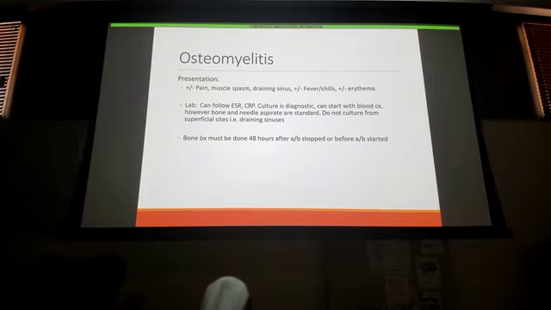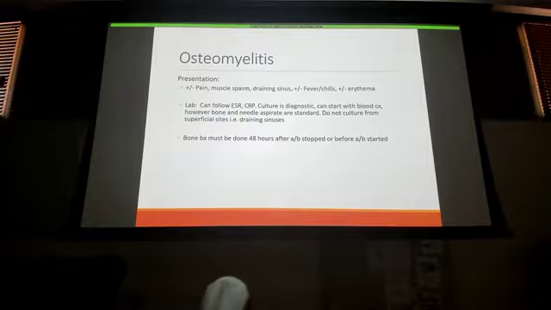All right, the presentation: a lot of pain, or can have a lot of pain, muscle spasms, a draining sinus. They're not talking about our maxillary sinuses. What they're talking about is a fistula that can create from the actual abscess in the bone through the skin, and you can just see an opening with purulent, mucopurulent drainage coming out of it. Fevers, chills, erythema are also possible.